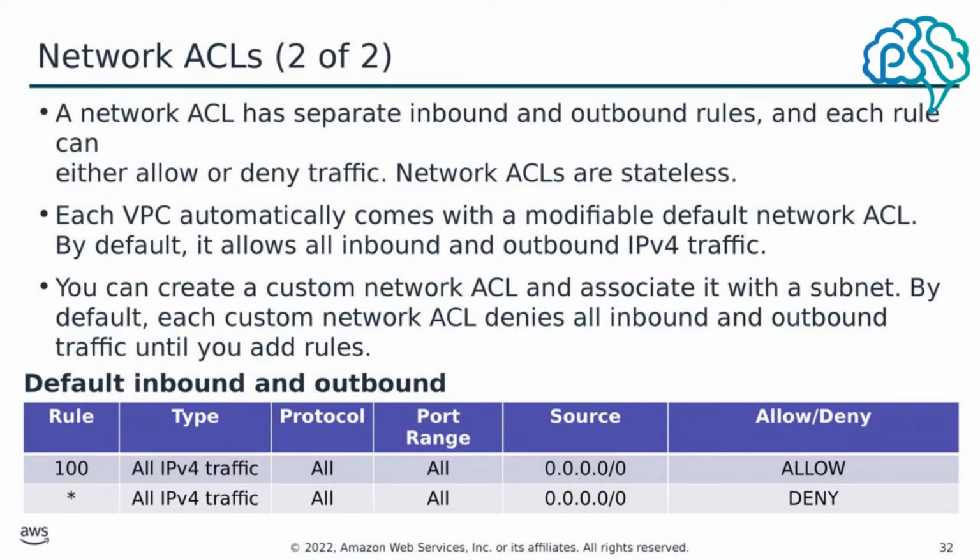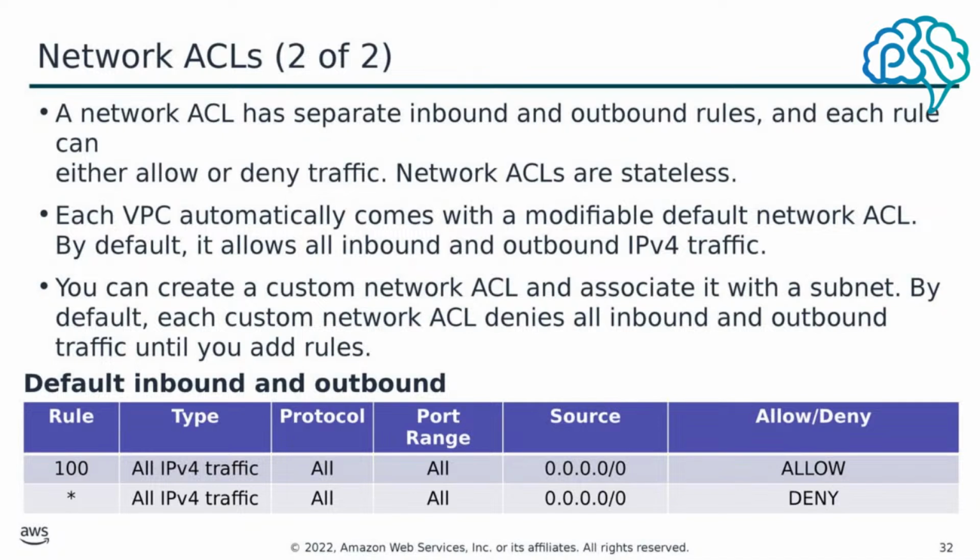By default, everything goes, right? It's inbound and outbound IPv4 traffic, and if you have IPv6, that would be set up as well. You can see in this particular diagram that a default network ACL for a VPC supports IPv4 only. You can create a custom network ACL and associate it with a subnet. By default, each custom network ACL would deny all inbound and outbound traffic until you add the rules.